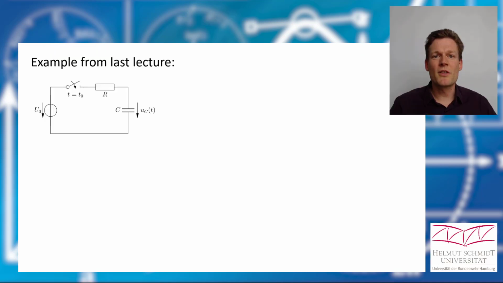When we remember the last lecture, we had this circuit here, and we wanted to calculate the voltage at the capacitor. And therefore we analyzed the circuit and we got a differential equation which looked like this. And this differential equation included a time constant. We called this tau.